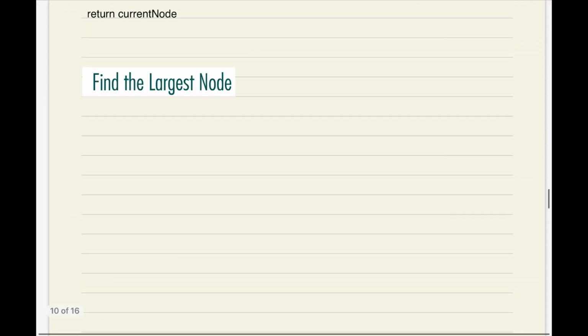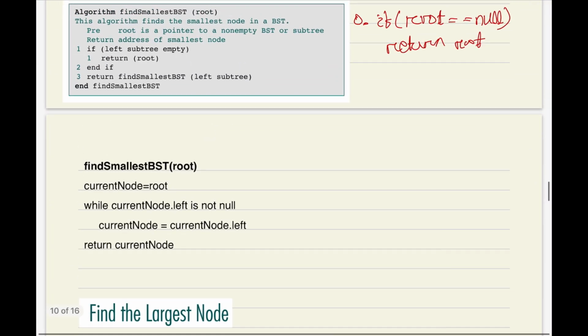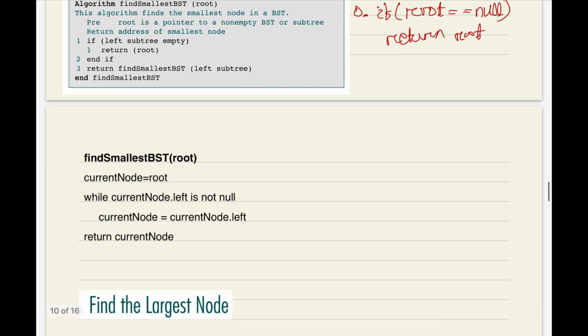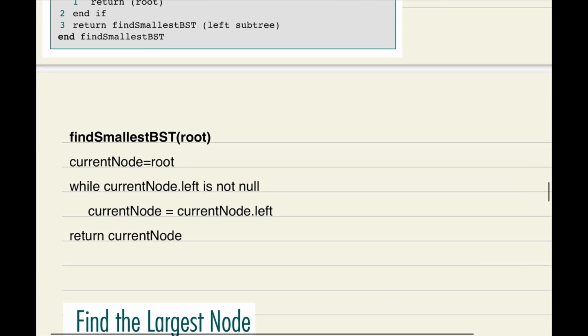And here if you want to use a while loop, or if you want to use a loop for this instead of recursion, we can write current node equal to root, while, in place of left, we can write current node dot right is not null, current node equal to current node dot right, and return current node.